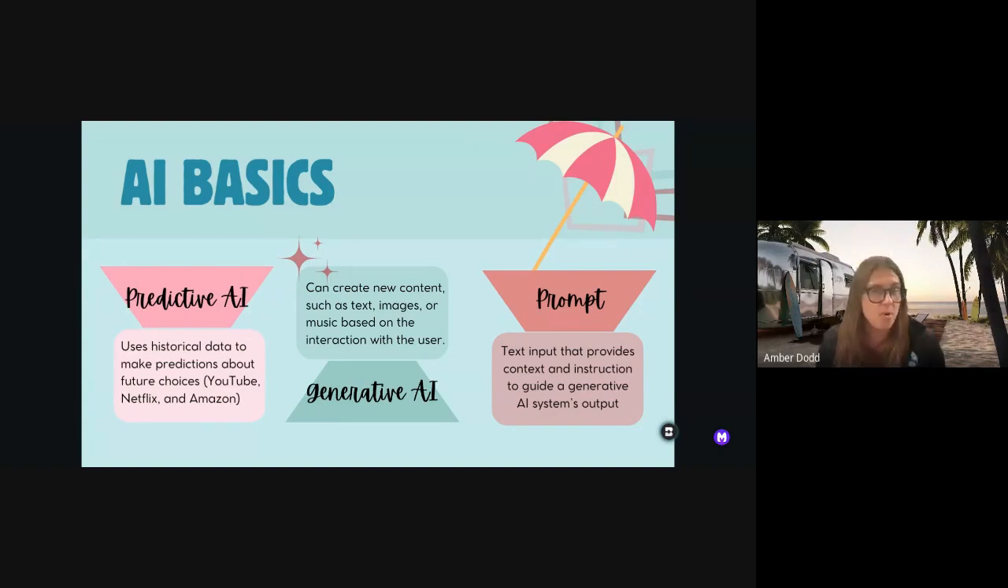So when we talk about prompts in terms of AI, that is the inputs that we are giving the AI system to create that output. Generative AI has been around for a little while, but we know, of course, when ChatGPT really hit the scene and became available in a mass market, it really caused an uproar.